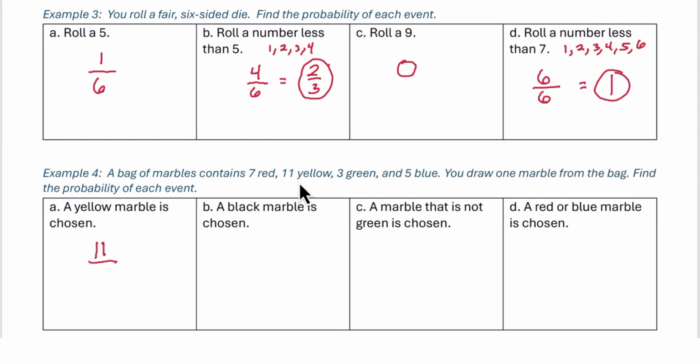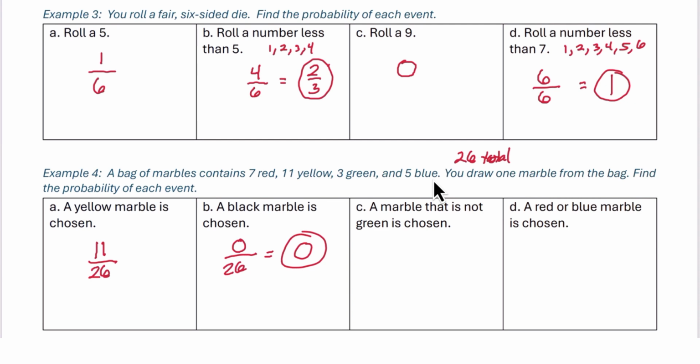Now we have to divide by the total number of possible outcomes. So we need to know the total number of marbles. 7 plus 11 is 18, plus 3 is 21, plus 5 is 26. So let's make a note, 26 total. So we'll divide 11 by 26. Again, 11 ways to get yellow out of 26 total possible outcomes. Part B, what about choosing a black marble? Notice that there are no black marbles, so there are 0 ways to get black divided by 26, or simply 0, because it's impossible.